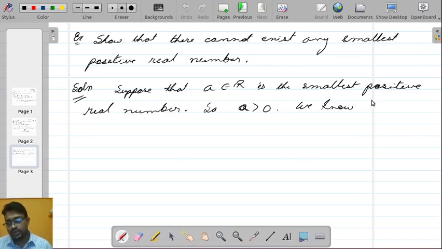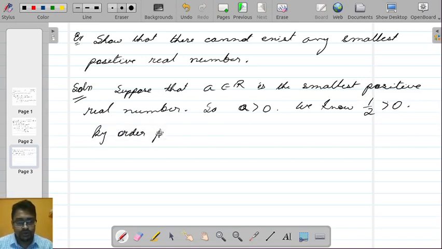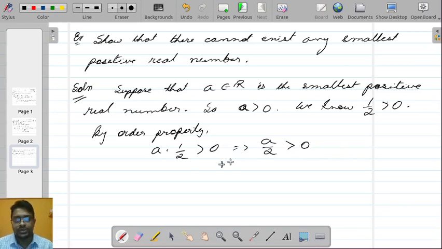So we know half is greater than 0. So by the order property we see a into half is also greater than 0. So that is a by 2. This is the notation for a into half. a by 2 is greater than 0. So we have got a number a by 2 which is a real number, and it is greater than 0.